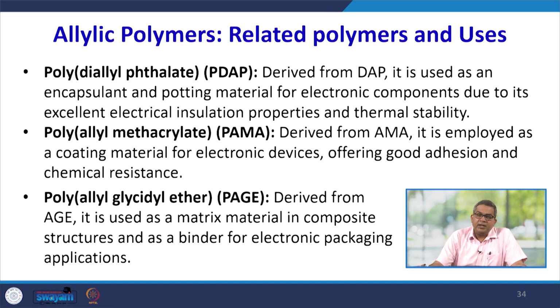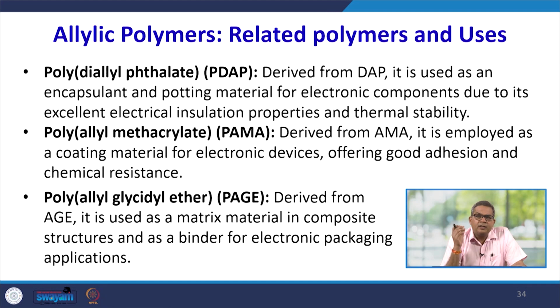This is derived from DAP, which we discussed earlier, and it is used as an encapsulant and potting material for electronic components due to its excellent electrical insulation properties and thermal stability. Then polyallyl methacrylate, PAMA. This is derived from AMA, and it is employed as a coating material for electronic devices, and they offer good adhesion and chemical resistance.